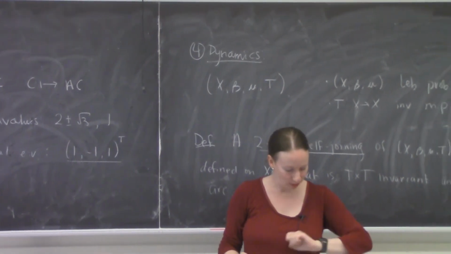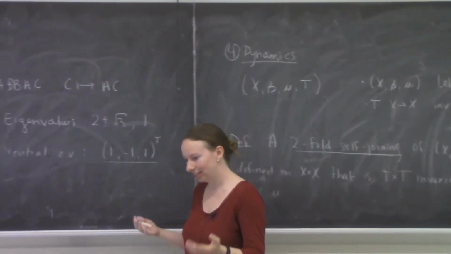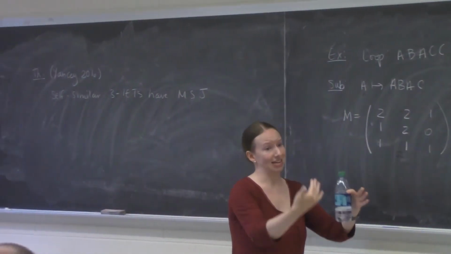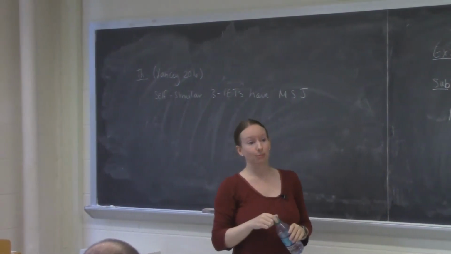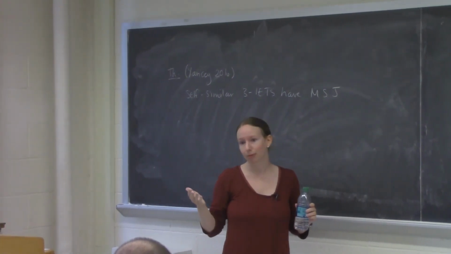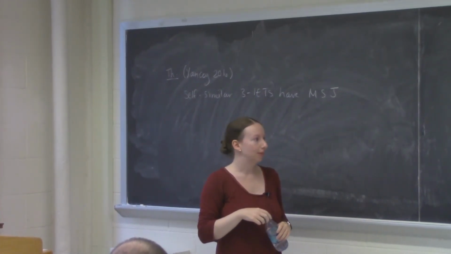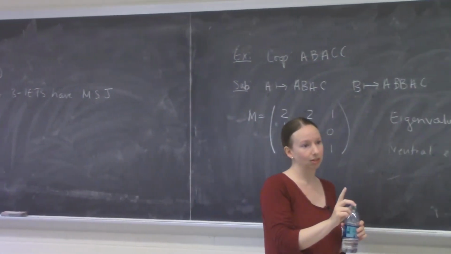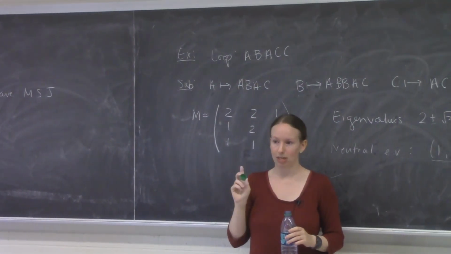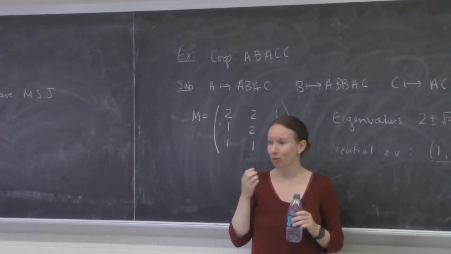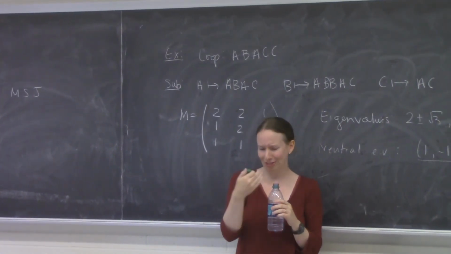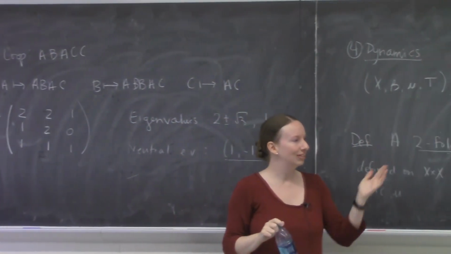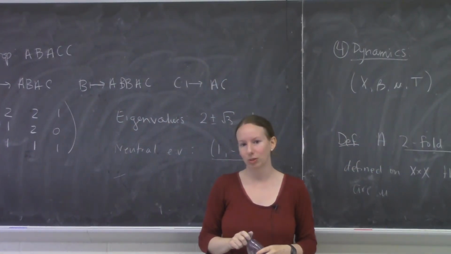Let me just say 2 minutes. One question that's open is finding a 4-IET, so just one step up, that has minimal self-joinings. There are no examples. There is an example of a 4-IET that satisfies Sarnak's conjecture, but that wasn't done through joinings, right? So just one more interval seems so innocent, right? Just one more interval. Can you use this theorem to show minimal self-joinings?